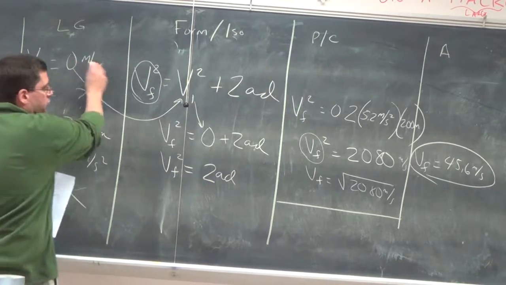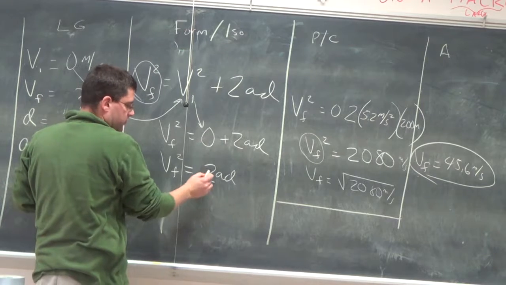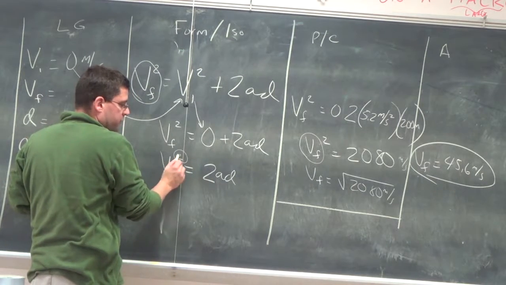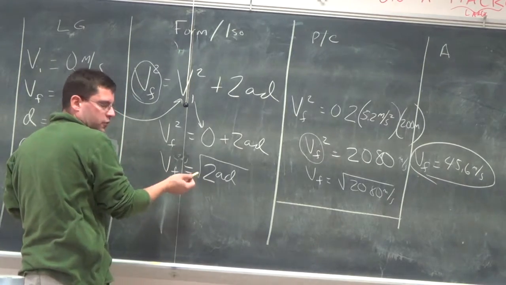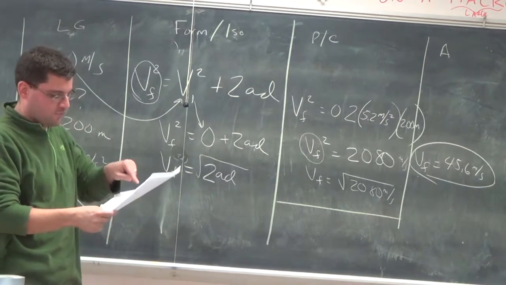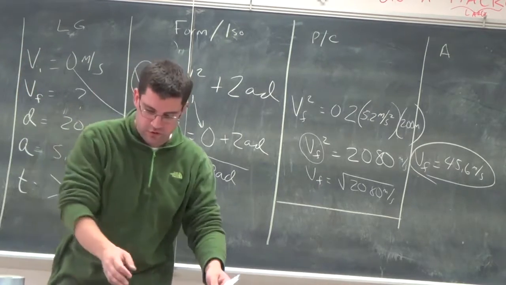So again, when you have a 0 value here, it cuts your problem down considerably. And when you solve for Vf squared, remember this exponent comes over here and becomes the square root. And that's all you're left with. So it's a pretty easy calculation. But again, you have to look at what you see and go from there. Okay? So the final answer is 45.6 meters per second.